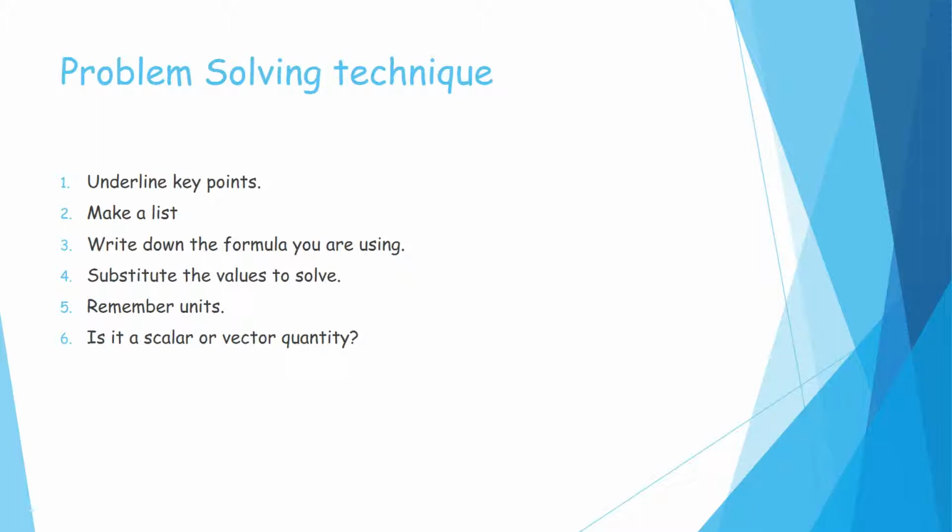To do these calculations, you're going to be using a standard problem-solving technique where you underline the key points, you make a list, and you use your data sheet to find the correct formula. You substitute the values to solve in that formula. You don't forget your units, and very importantly at the end you ask yourself, is this a scalar or a vector quantity? Because if it's a vector, you have to provide a direction.